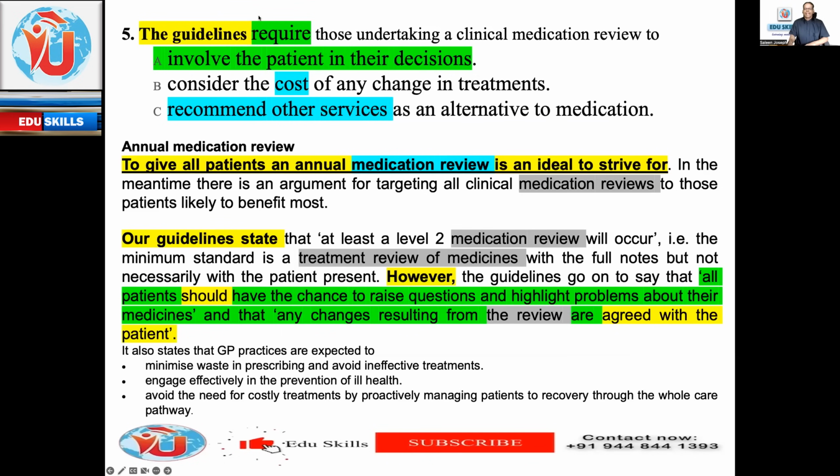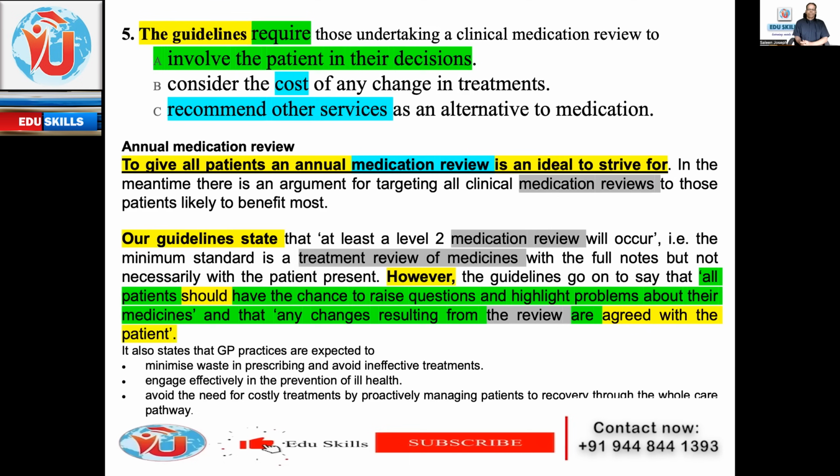Here it is: guidelines require. Require means it wants you to do something. It is something like the guidelines instruct you to do something. You have to do something. Require is another word for instruction. So require is the hedging word there. The first option is involve the patients in their decisions. Second is about cost of the treatment. Third is recommend other services.